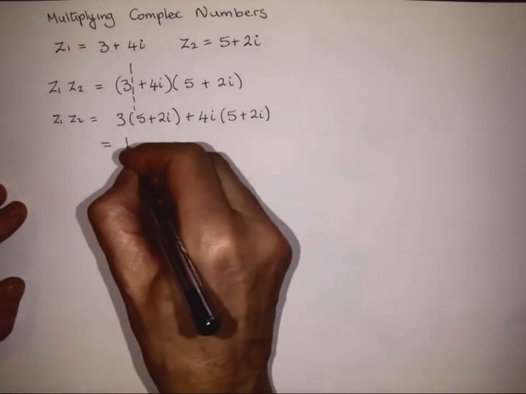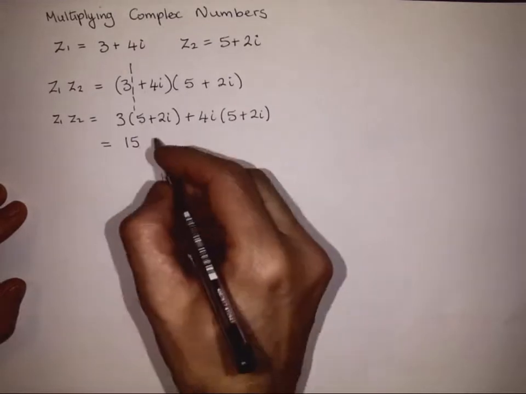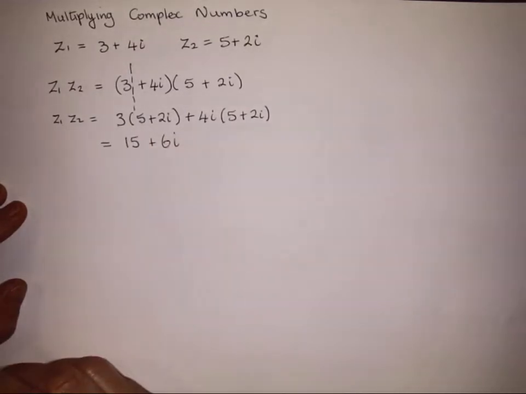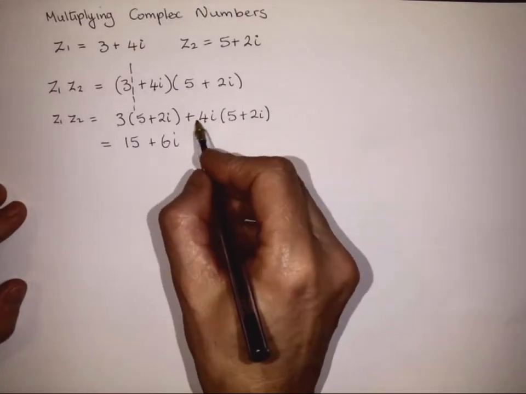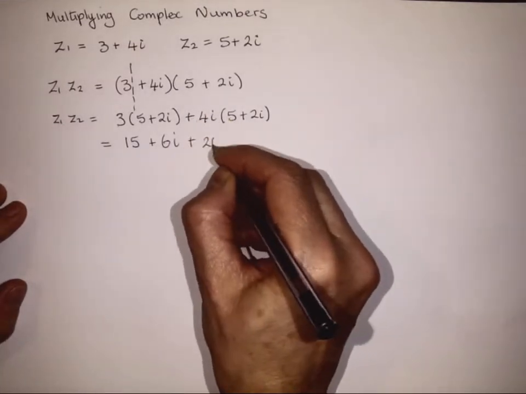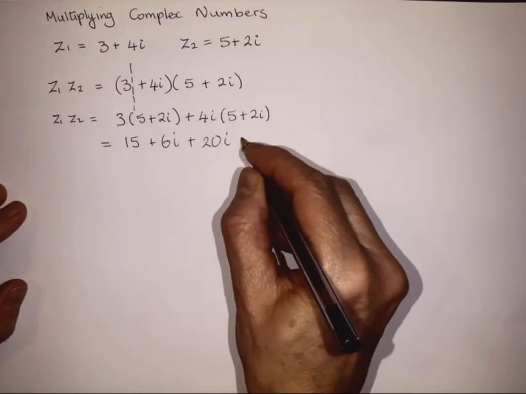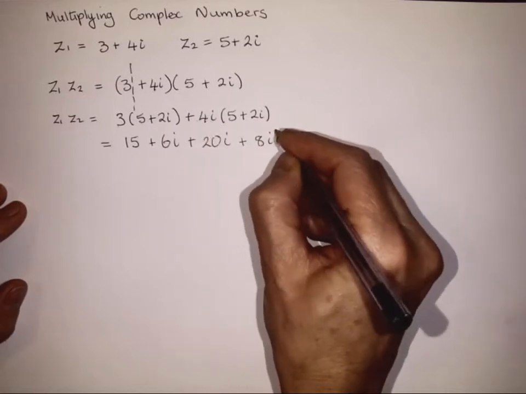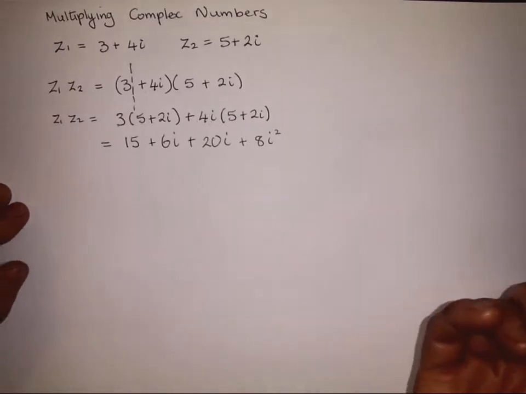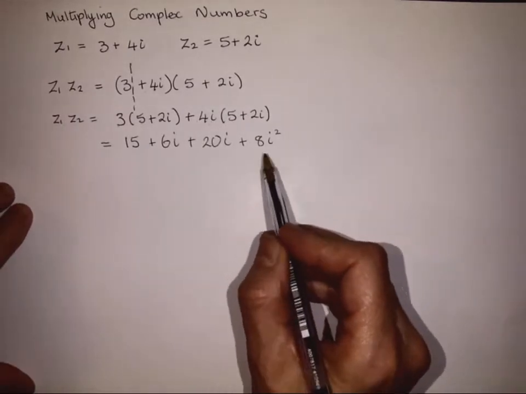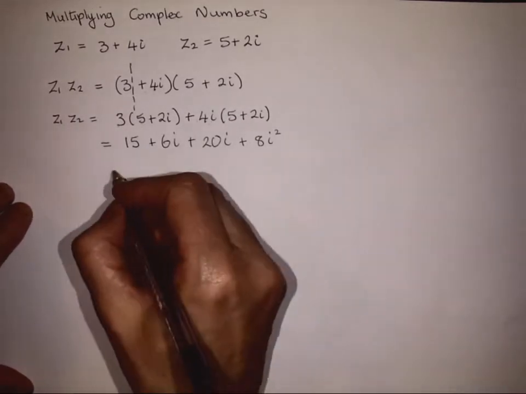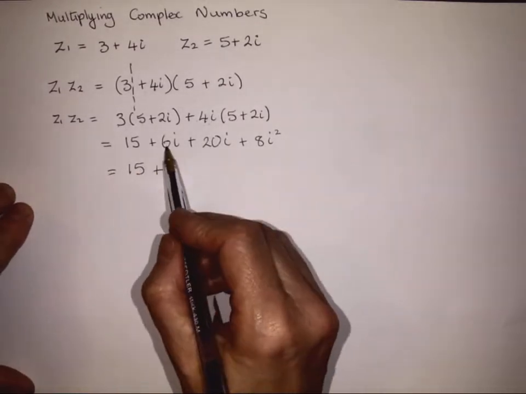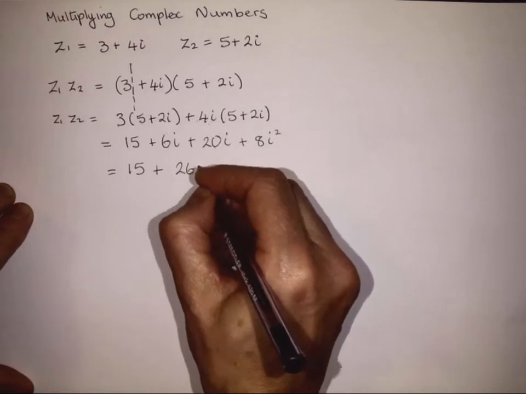3 5s are 15, and that's real. There are no i's there. Plus 2 3s are 6 times i is 6i. Next is plus 4 5s are 20 times i. Plus 2 4s are 8, and i times i is i squared, like the x's. So there's going to be an i squared in this question. Right. So now we have a 15 plus 6 and 20, 26i.